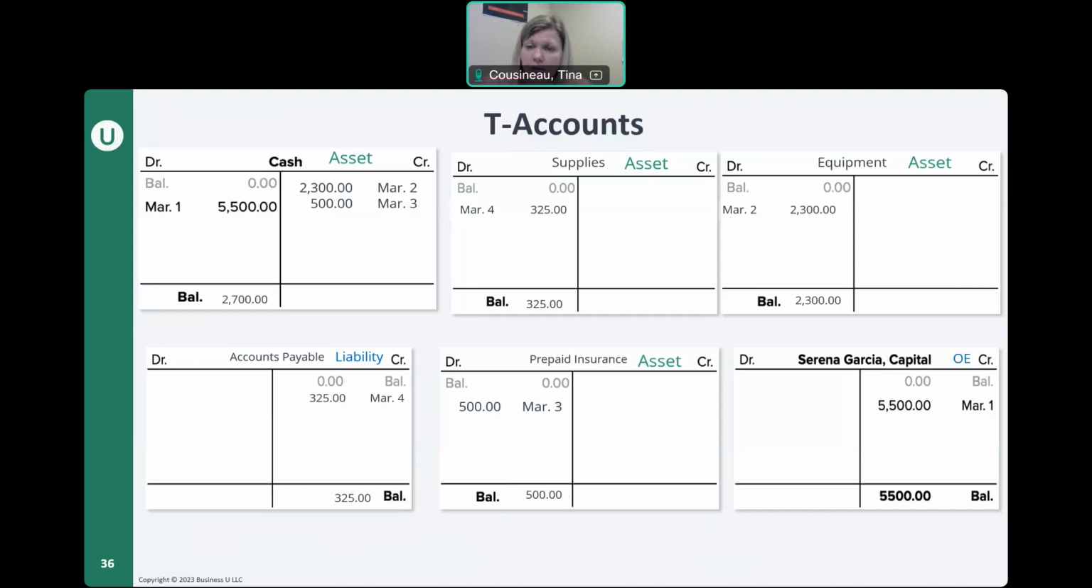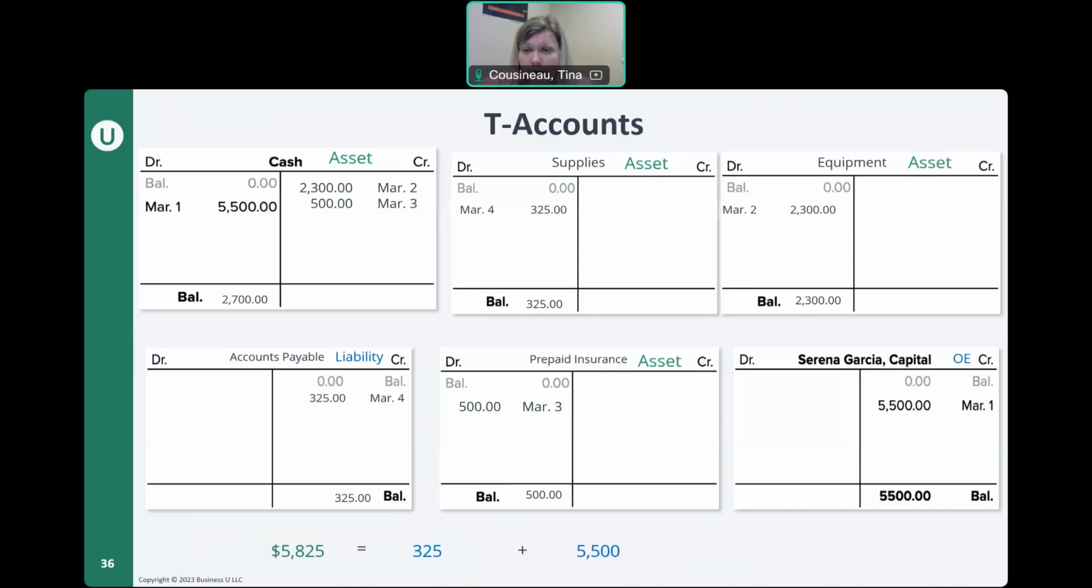And then if you take a look at some of the other accounts, you'll see that they also have balances. So in the end, what we want to look at is to make sure that our assets, so if we tally up our cash, supplies, equipment, prepaid insurance, we're at 5,825. And that should equal our liability. We only have one liability, accounts payable, the $325, plus our owner's equity, which is our capital account, which is $5,500.